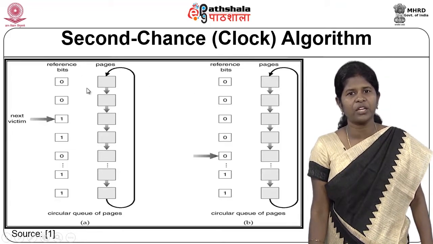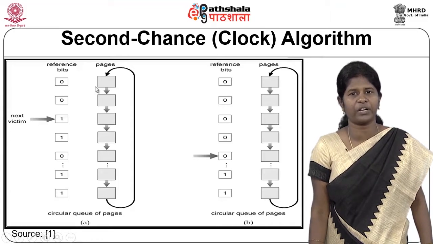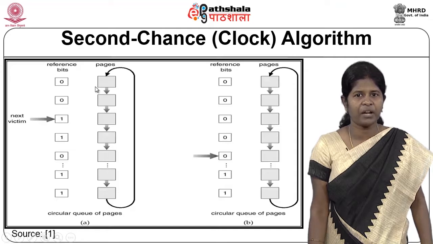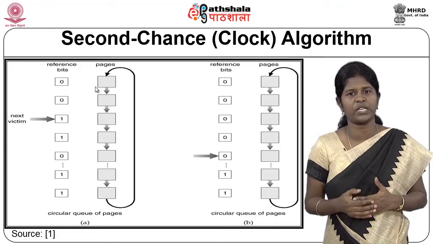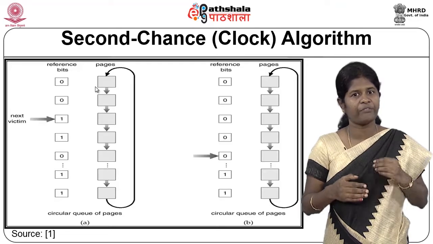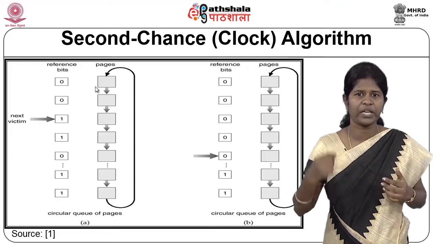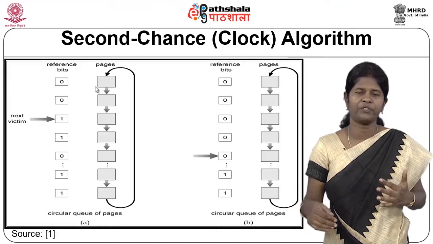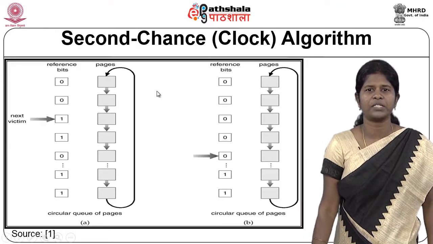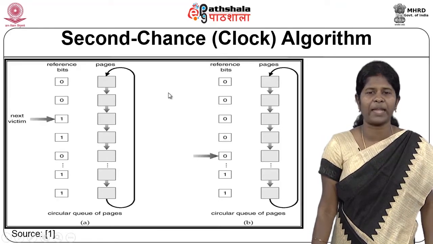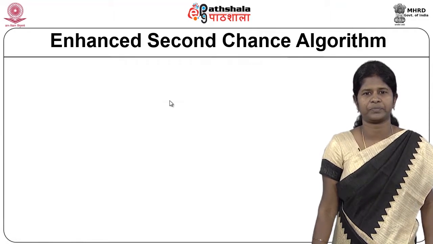So, basically it is a first in first out kind of replacement algorithm, where you choose pages one after the other using first in first out. But if you find that a page was referred to recently, then you move it to the end of the queue and give it another chance before the other pages. So, this is the second chance algorithm, also called the clock algorithm.